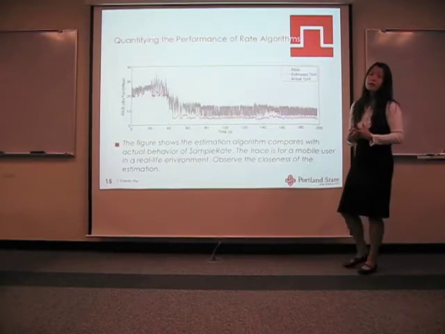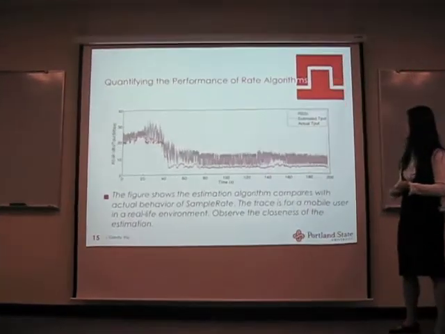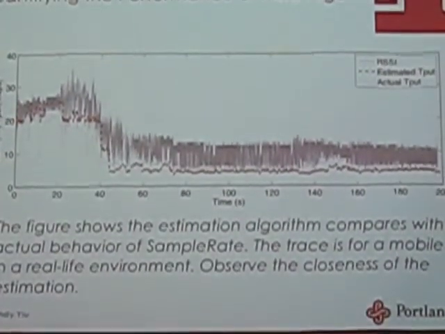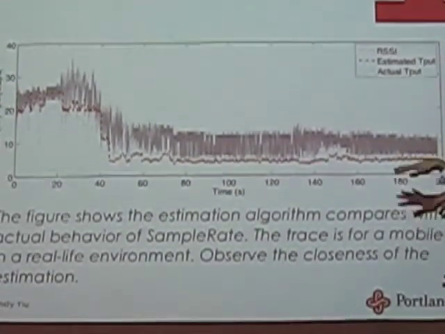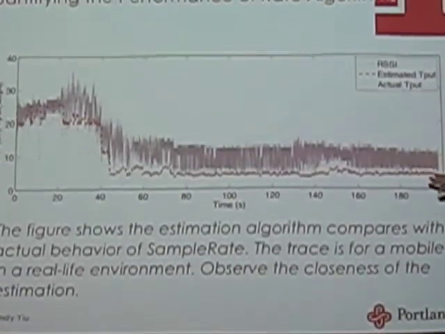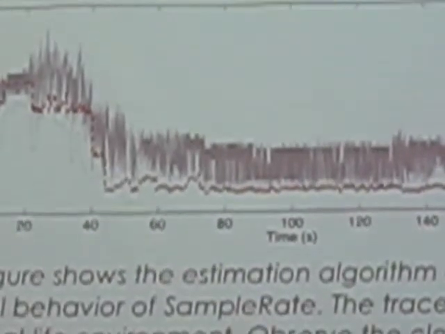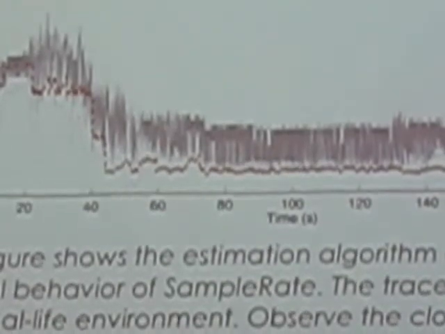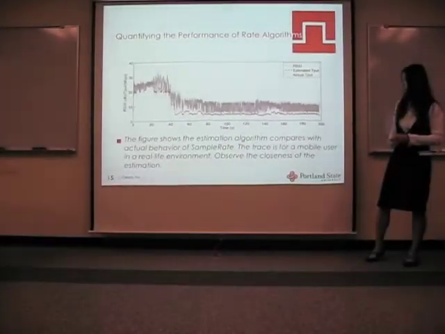So we use the results to estimate a real-life example. This is a real example where we got the trace from a mobile user that is moving and becomes stable. The gray again is our RSSI value, the red is the estimated throughput, and the blue dotted line is the actual throughput. As we can see, in the actual case, the estimated throughput is also really close to the actual throughput.